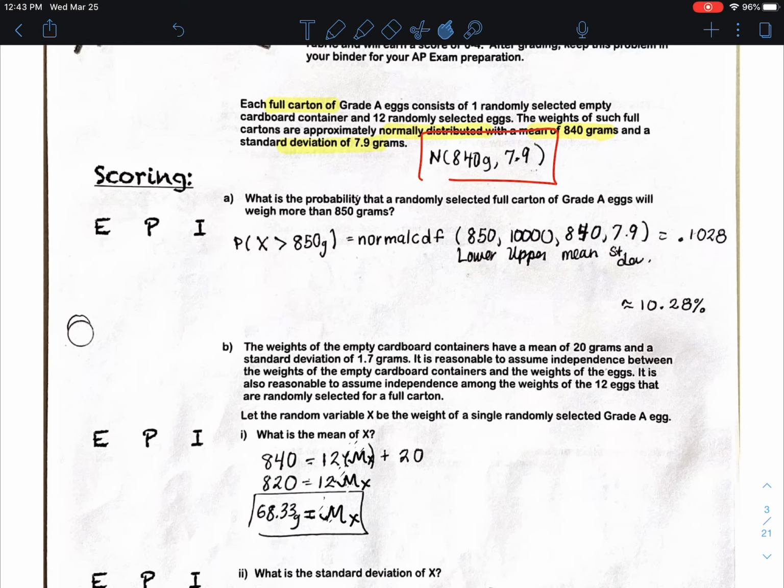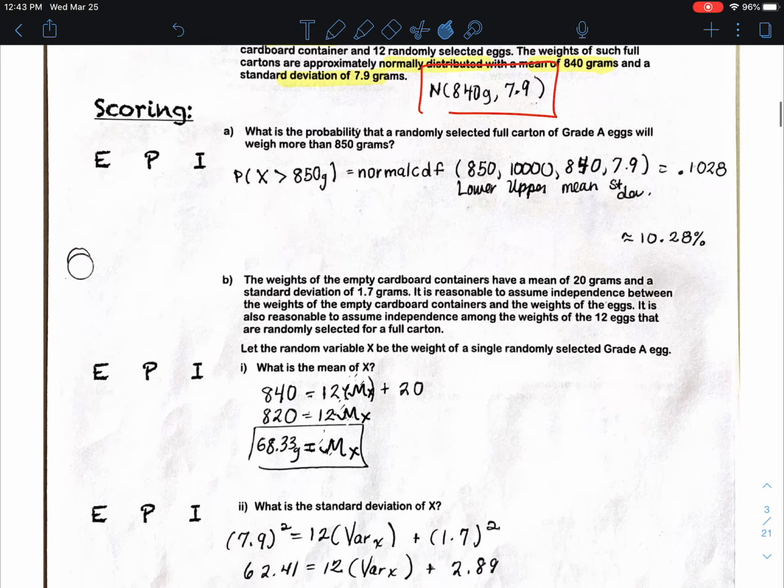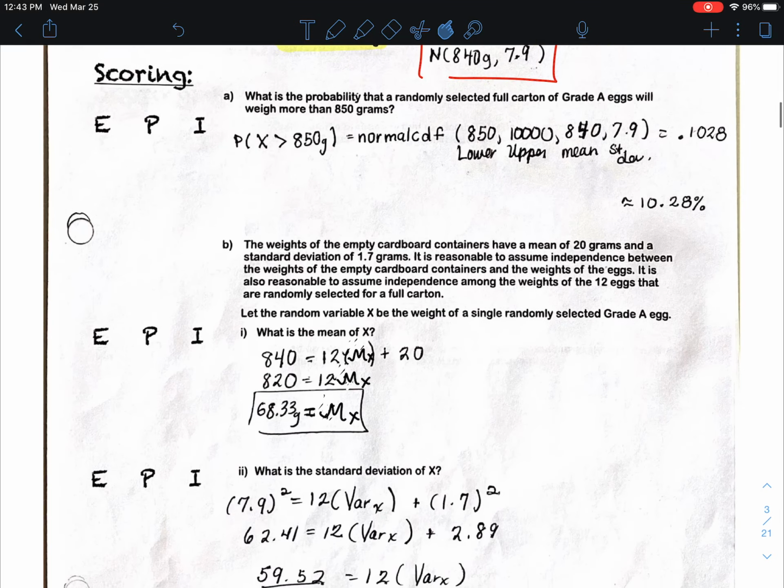Part A was easy. That was just a normal CDF. I'm not going to talk through that, but that was pretty easy. Part B was asking you to break down what the average weight was for just a single egg. They tell you up here in the problem that the average weight of an empty cardboard container is 20 grams.